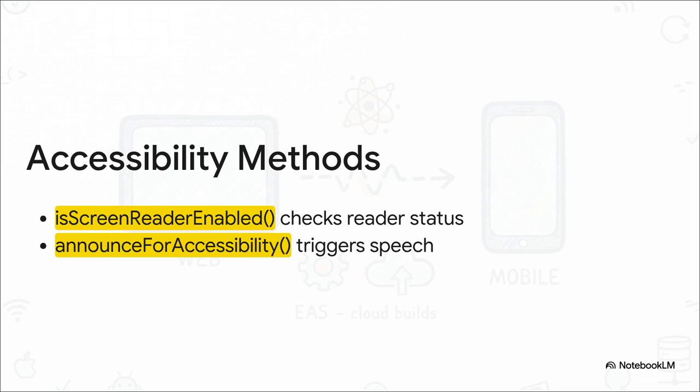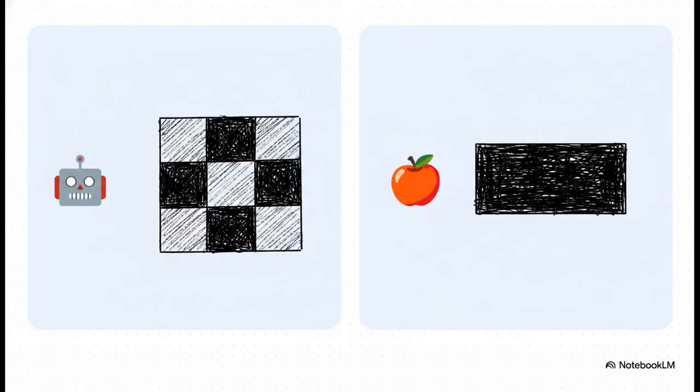Another incredibly empathetic tool you have is announceForAccessibility. Say an important status changes on the screen, like a background file download finally completes, you can pass a string directly to this method, and the screen reader will speak it out loud, ensuring visually impaired users absolutely do not miss that critical context.